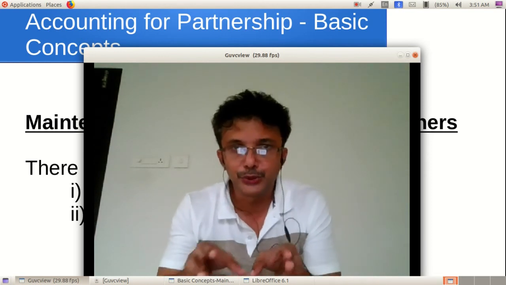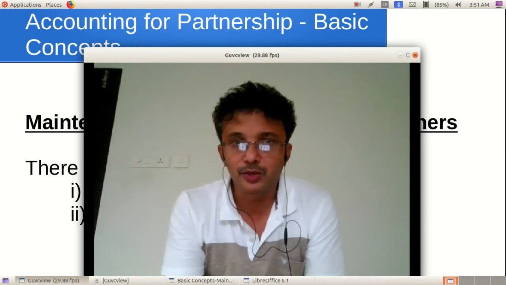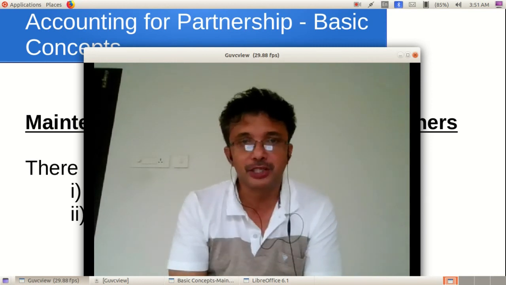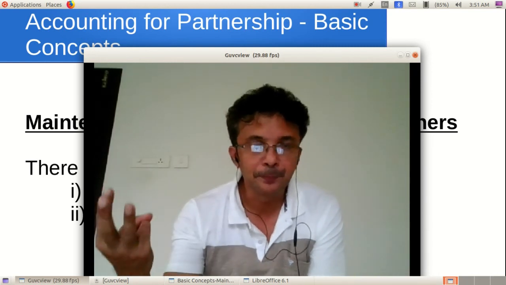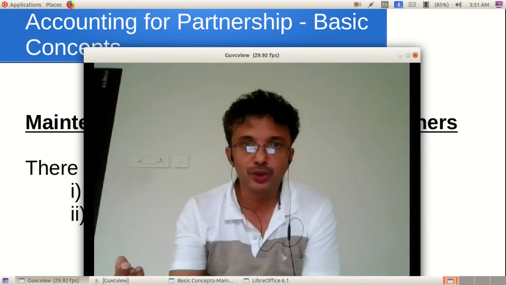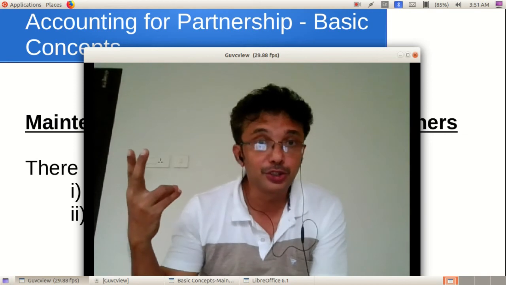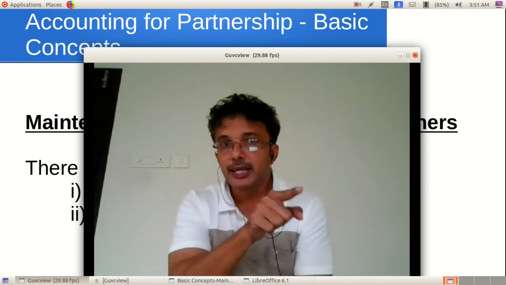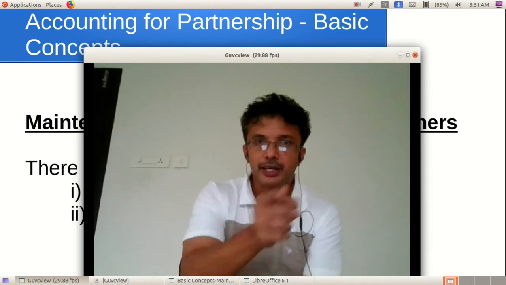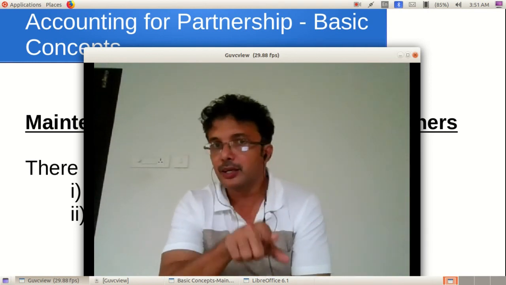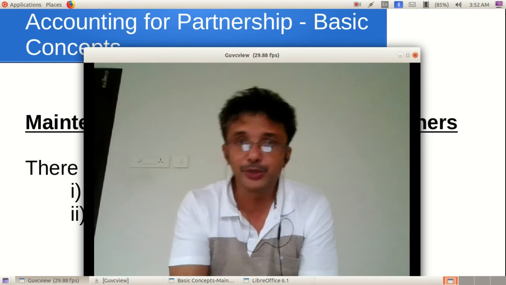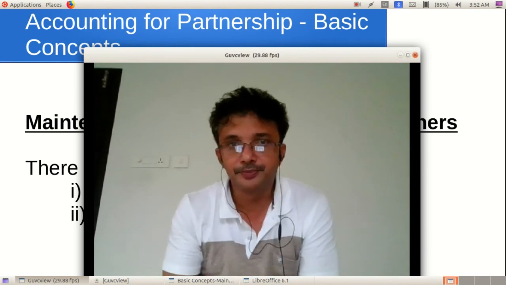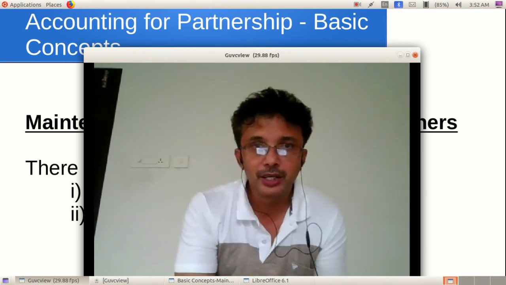So under this method, you need two accounts for each partner. That means if there is a partnership firm with three partners, let's say partner A, partner B and partner C, then to maintain their capital accounts, you need 3 into 2, that means 6 accounts. You need a capital account and a current account for partner A, a capital account and a current account for partner B, and a capital account and a current account for partner C. So for every partner, you need a capital account and you need a current account.